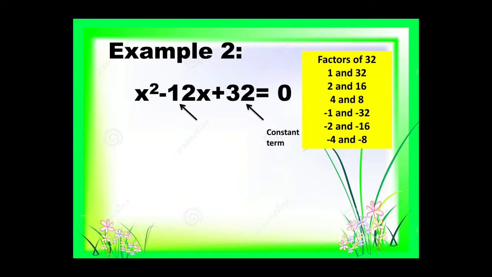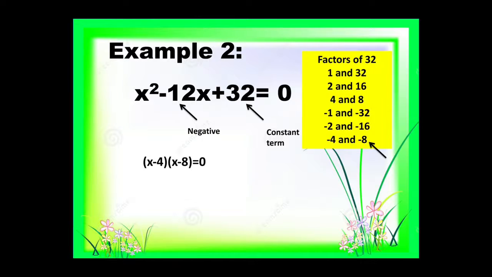The sign of the middle term is negative. So we are going to think of two numbers when you multiply, the answer is 32, and when you add, the answer is negative 12. Among these factors, we have negative 4 and negative 8, because negative 4 plus negative 8 is negative 12, and when we multiply negative 4 and negative 8, the answer is positive 32.